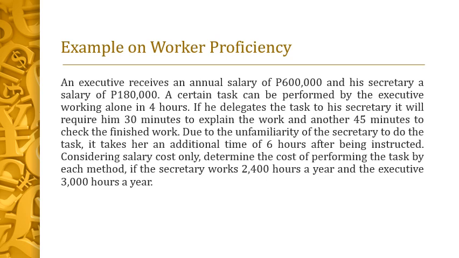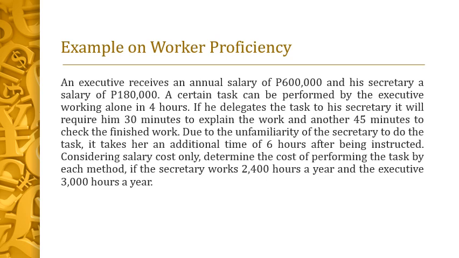Example on worker proficiency. An executive receives an annual salary of 600,000 pesos and his secretary a salary of 180,000 pesos. A certain task can be performed by the executive working alone in 4 hours. If he delegates the task to his secretary, it will require him 30 minutes to explain the work and another 45 minutes to check the finished work.